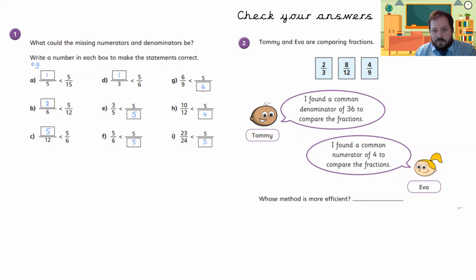Let's have a look at another one, and let's go with the first that looks like this. We've got 6/9, and we're saying that is smaller than 5 somethings. Now, we can keep these fractions under 1 which means we could put it as 5/5. This is 1. That means nice and easy. Or we think about what other number we could have here that would mean that this is bigger than that.